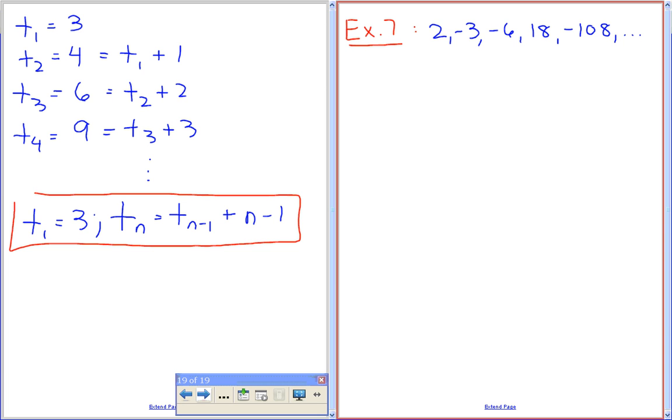So this is how we're going to write this. T1 is equal to 2. T2 is equal to negative 3. What does T3 equal? It is negative 6. Good. How do we get negative 6? Good. T2 times T1 or T1 times T2. Are we following the logic of what's going on here?